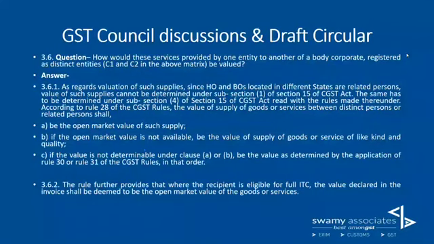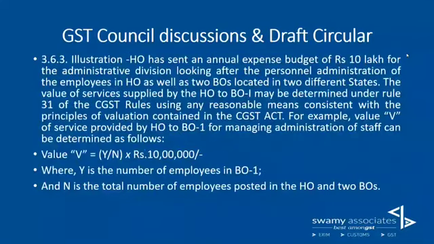They are also giving an example. Suppose this HO has an annual expenditure budget of 10 lakh for the administrative division, looking after the personnel administration of the employees in HO as well as 2 BOs located in 2 different states. The value of services supplied by the HO to BO may be determined under Rule 31 by using any reasonable means. They are not directly going to Rule 28, they are going to Rule 31. By any reasonable means consistent with the principles of valuation.